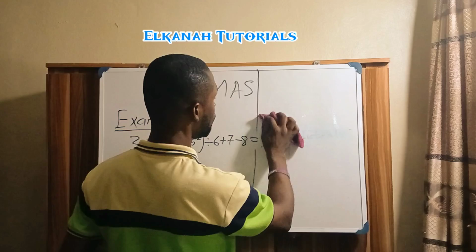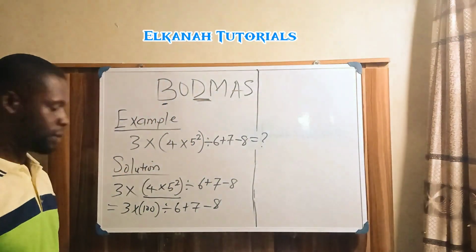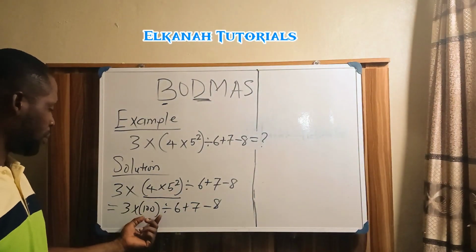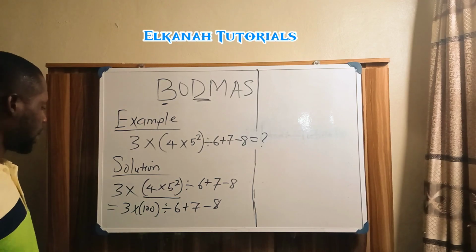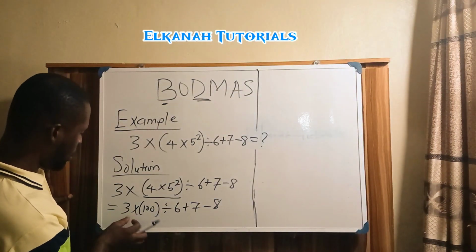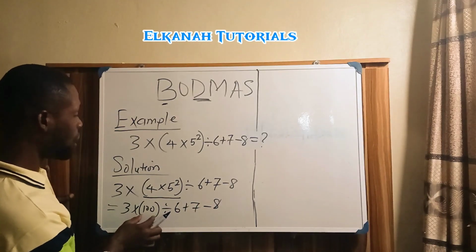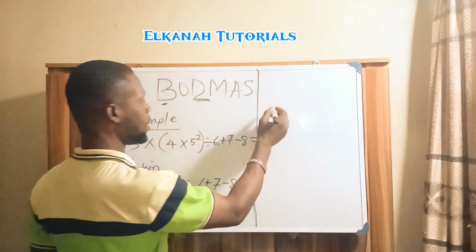We are done with it. So we have gotten what we wanted. We have simplified this bracket to this form. Now we are still on this bracket. So we are going to remove this bracket by multiplying 3 times this 100, to take this bracket off.